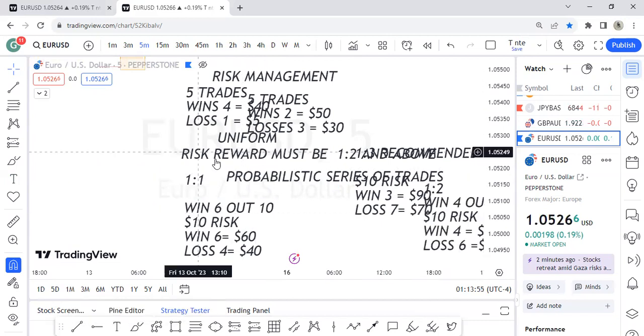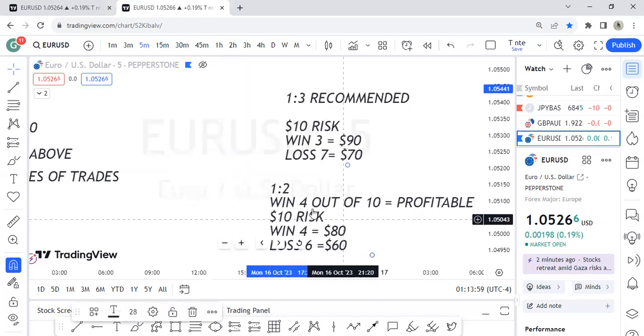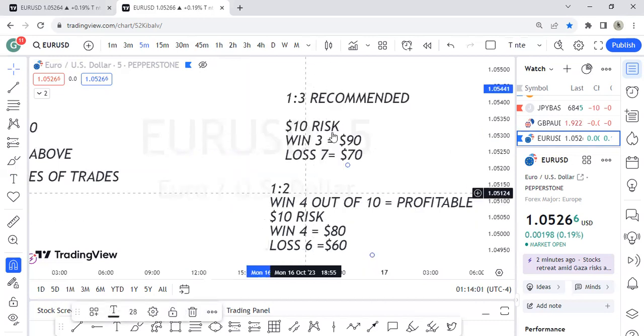Let us go this way. Consider the difference between 1:3 and 1:2 is just one trade. So if you can just win one more trade out of four, then you can go for 1:2, which will give you a higher win rate. But many people think that 1:2 is not that profitable. 1:2 is very profitable. If you can just win 4 out of 10, you're good to go.